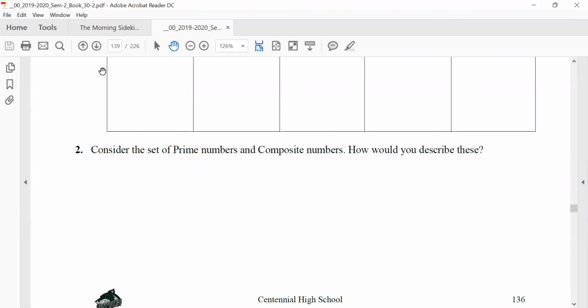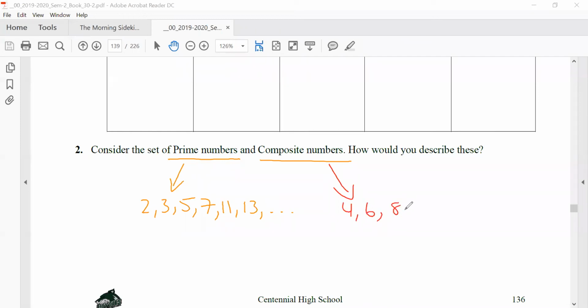This is really important. Consider the sets of prime numbers and composite numbers. Okay, I need you to know our first prime number is 2. Remember, a prime number means I'm divisible by 1 and itself. The composite numbers means I can be made up of more than one thing. Okay, so I have more than the factors of 1 and myself. Okay, notice that 1 is neither prime or composite.